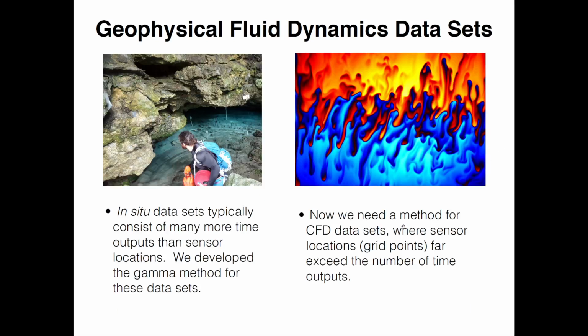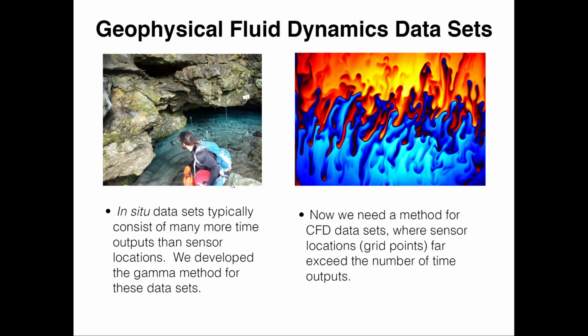Okay, so broadly then, we're going to divide geophysical fluid dynamics data sets into two types. In situ data sets, which typically consist of many more outputs than sensor locations, right? So you can see here that several sensors have been deployed, and they're going to sample time series, but of course that's not a lot of spatial information. Not a lot of spatial information, singular.